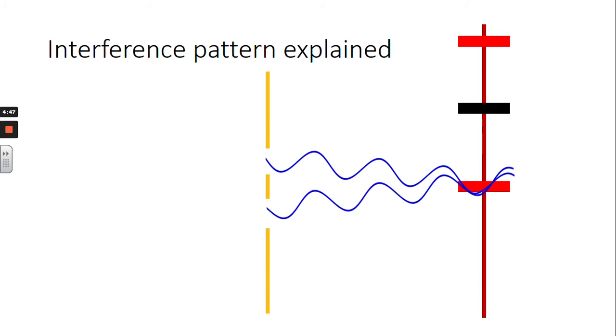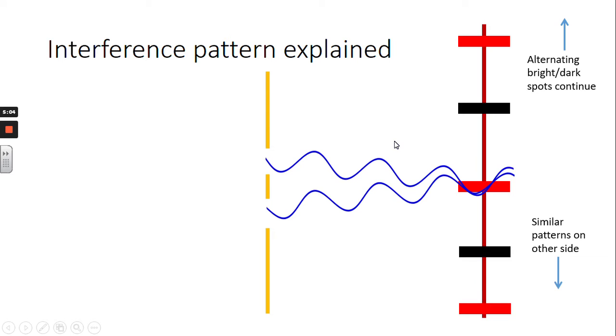The same thing happens if we look further up this path. We get alternating bright, dark, corresponding to alternating waves line up, they don't line up. Waves line up, they don't line up. The similar pattern occurs on the other side. This whole thing is symmetric. So that's why you see that interference pattern.